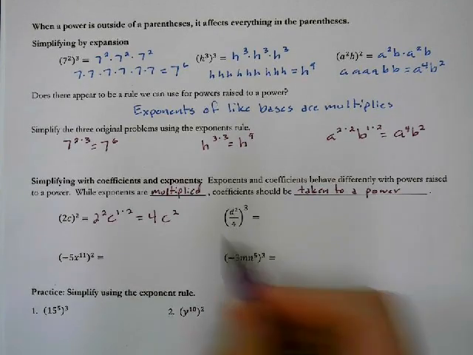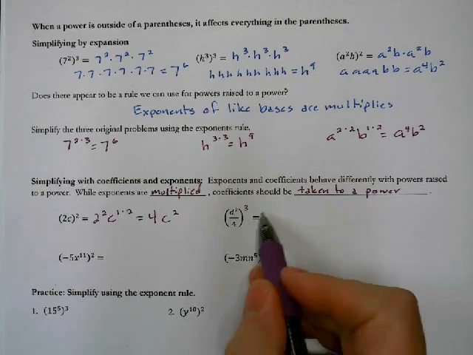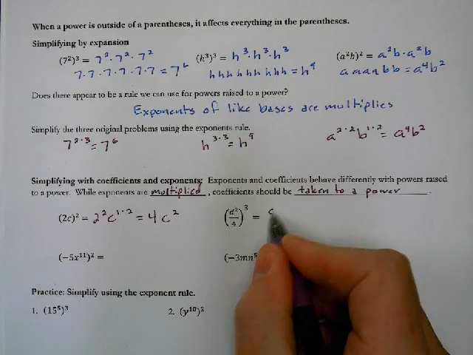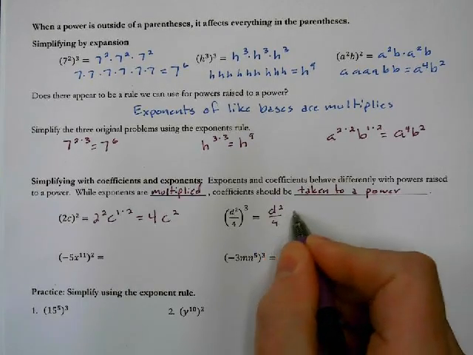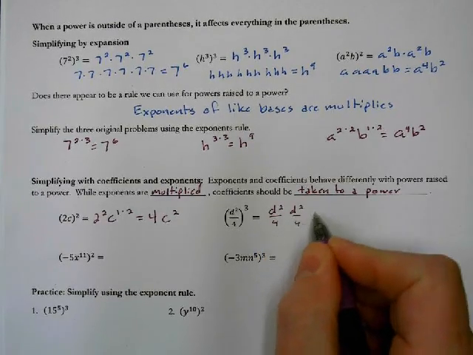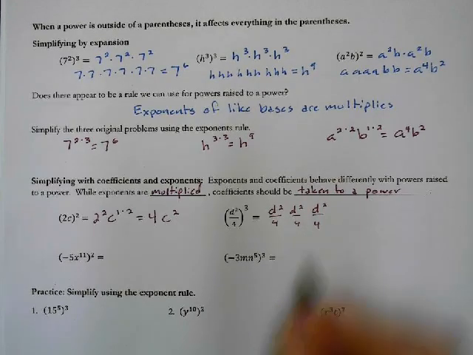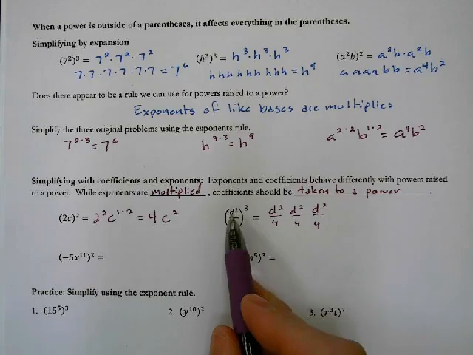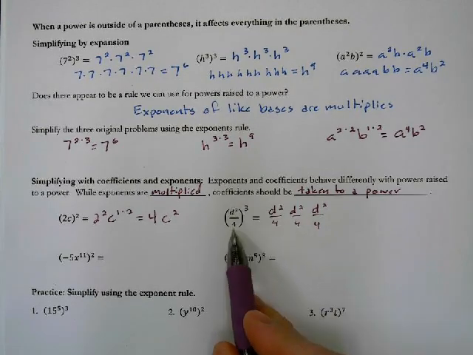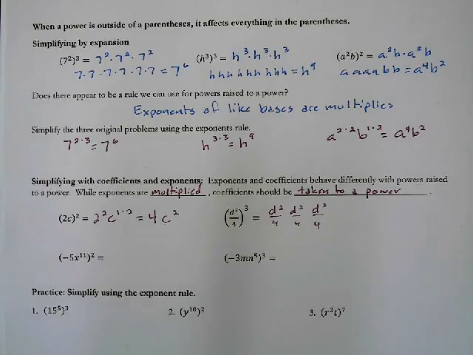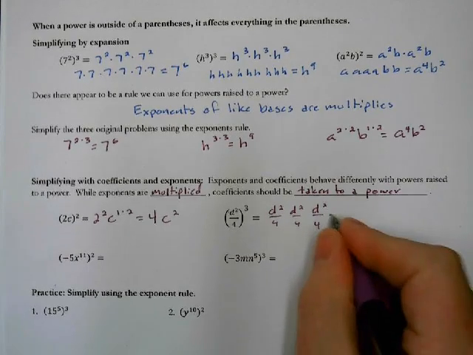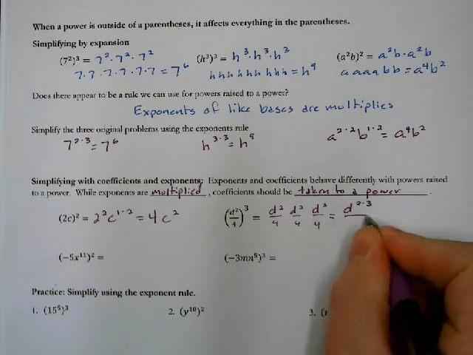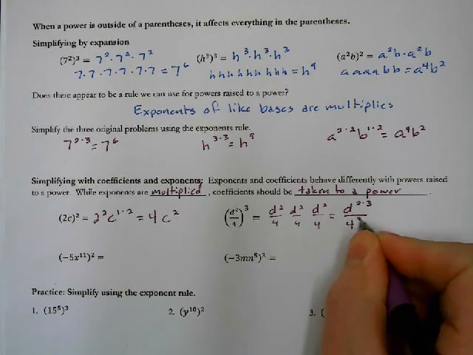For this one, if I were to expand it, fractions throw some people off, but if I were to expand this, this would be d to the second over 4, d to the second over 4, d to the second over 4. So I can see here that, yes, I am going to do d to the 2 times 3, and then the denominator is also going to be taken to the third power. So this is going to be d to the 2 times 3 over 4 to the third power.